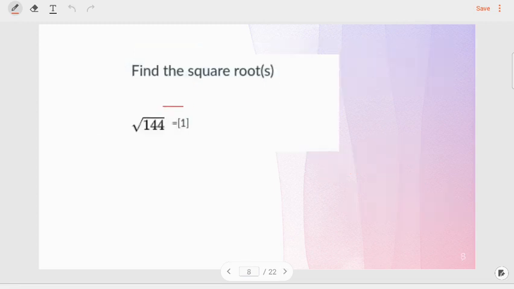Find the square roots. So this is positive. So positive, I don't need to use the positive sign. Square root of 144, I'm going to just type that into my calculator. That equals 12.